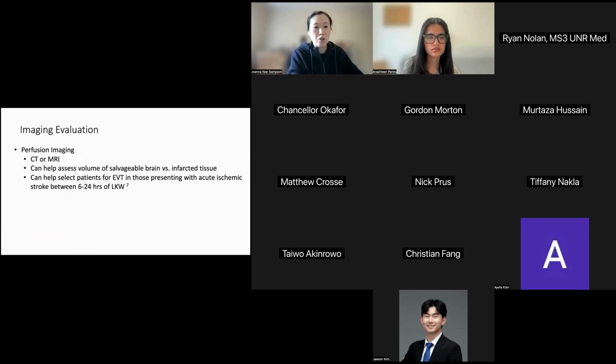And then, perfusion scans. Perfusion scans are scans that measure blood flow to a given volume of brain, and they can be done with CT or MRI. They can help assess the volume of brain that could be saved, what we call the penumbra, versus brain that's already dead from the infarct. It can help with selecting patients for thrombectomy, especially those presenting with symptoms beyond 6 hours from last known well, so up to 24 hours, but beyond the 6 hours.